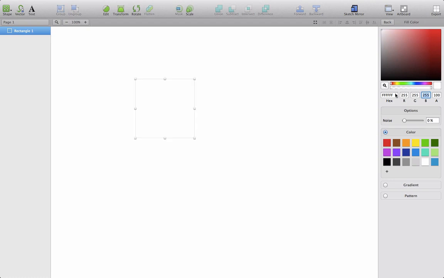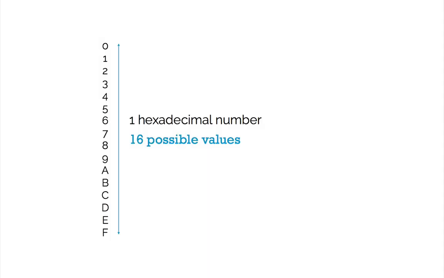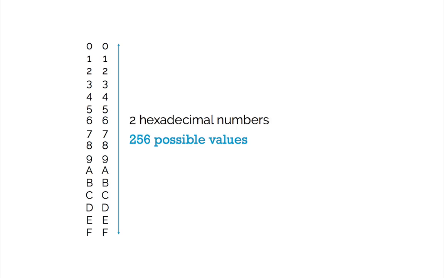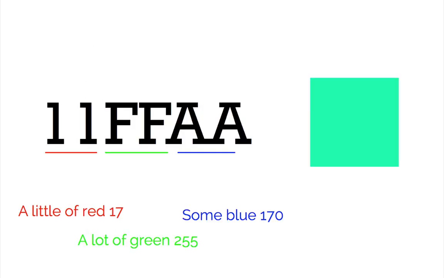You might have noticed along the way that the hex value over here changes each time we change the intensity of the colors. This hex value is made of six hexadecimal numbers. A hexadecimal number is a value between 1 and 16, represented by a number or a letter from 0 to F. 0 being the first value, 9 the 10th value, A the 11th value, and F the 16th value. Each color intensity is represented by two hexadecimal numbers, 00 being the smallest intensity and FF being the strongest. The combination of these two hexadecimal numbers allows us to cover the 0 to 255 range of intensity variation for each primary color. So a little bit of red, 11, a lot of green, FF, and some blue, AA, will give us this color.